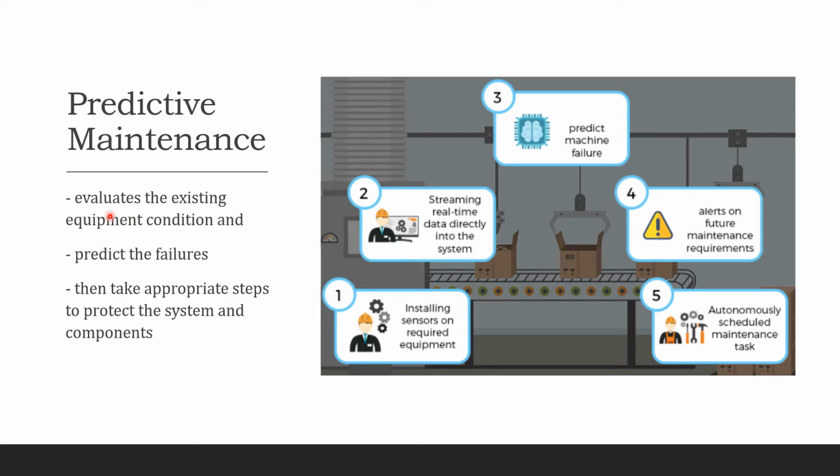Predictive maintenance evaluates the existing equipment condition and predicts the failures, and then takes appropriate steps to protect the system and components. So here in this example, you can see they're installing the sensors on the required equipment, and then they stream the real-time data directly into the system, and then they predict the machine failure. Okay, that's what we're doing here in predictive maintenance, and then alerts are put for the future maintenance requirements. Okay, and then you're going to schedule the maintenance task for that.